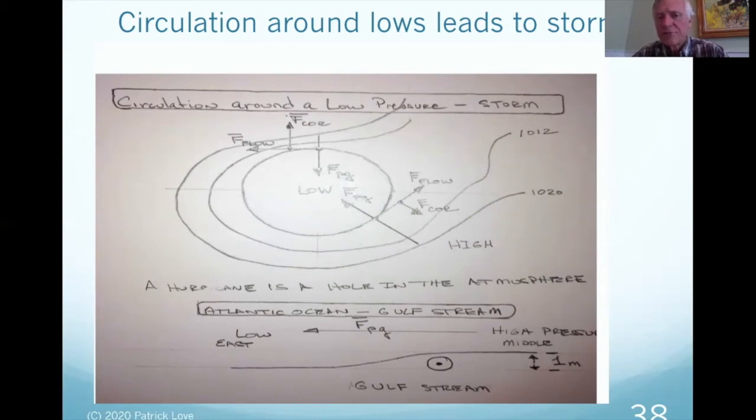And as I said, they behave differently whether they form along fronts in an extratropical region or whether they form in the tropics. A hurricane is basically a hole in the atmosphere. It's kind of an interesting way to think about it. But they form over a warm spot in the water and then move to the east, as we've discussed, as we will discuss a lot later on in the course.